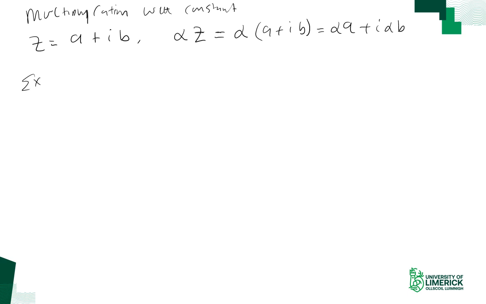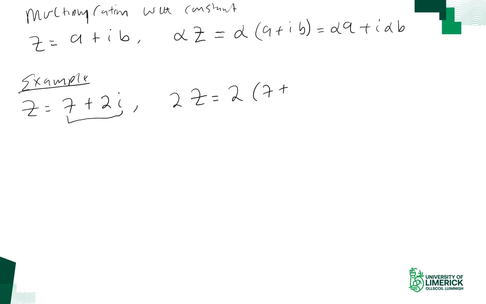An example: suppose we have z equal to 7 plus 2i, and we want to find 2z. So this is 2, and instead of z we write 7 plus 2i. Then we multiply 2 by the real part, 2 times 7, plus 2 times the imaginary part, 2 times 2i. 2 times 7 is 14, 2 times 2 is 4, so 4i.